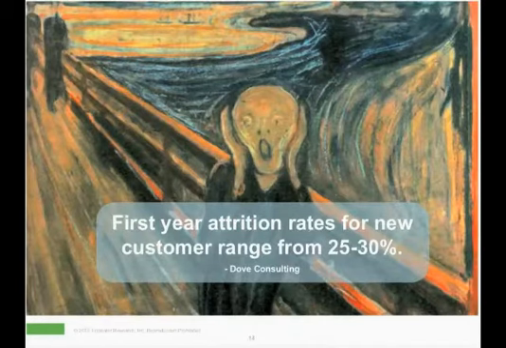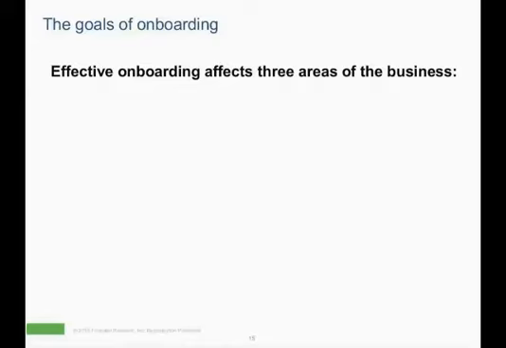The problem, alluding to what Stephanie talked about, is that we lose a lot of those consumers. In fact, on average, Stephanie had said for banks, about 21%. Dove Consulting laid it out to be as much as 25 to 30% of those first-year customers lost. Why are they lost? Well, first of all, let's understand the effects of onboarding. Onboarding activities are specifically meant to reduce that attrition.